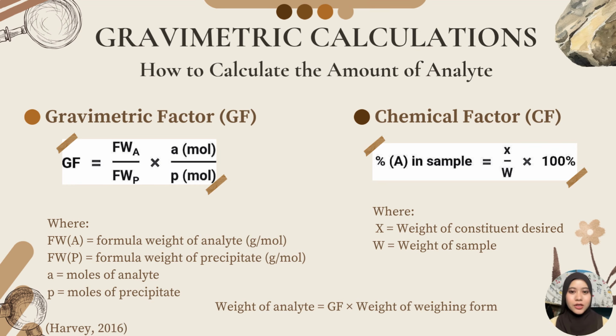Second, the chemical factor, defined as the calculation of the weight of a constituent in a sample directly from its proportion to the total sample weight. The formula is A% equals A per W times 100%, where A is the analyte weight and W is the sample weight. The key equation is weight of analyte equals GF times weight of weighing form. Both methods ensure precise measurement, critical in the mining industry where metal content accuracy directly impacts production. That's all from me. I will pass this to the next presenter.